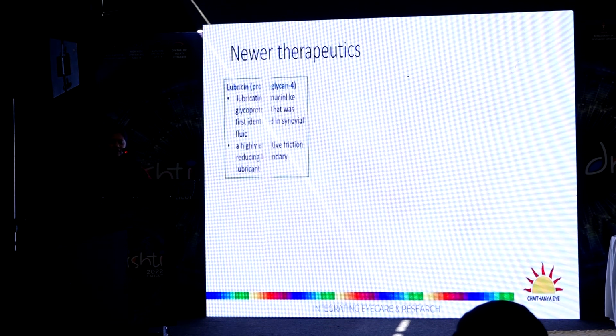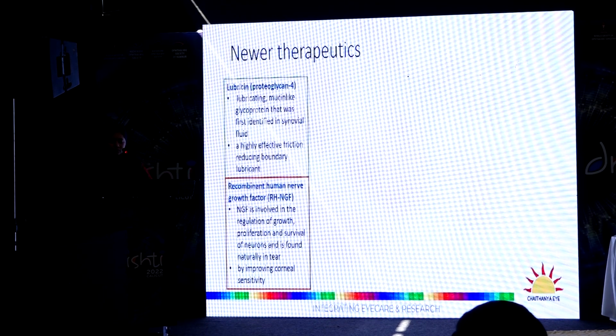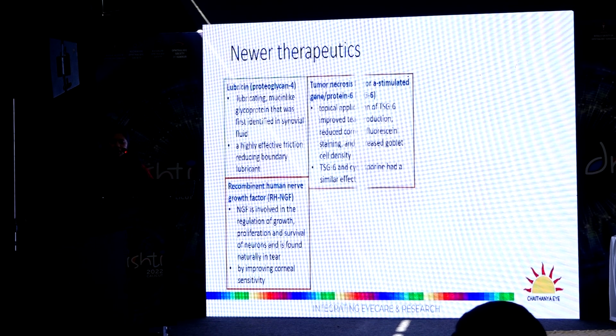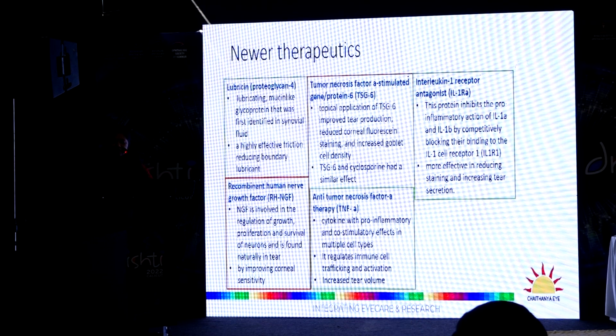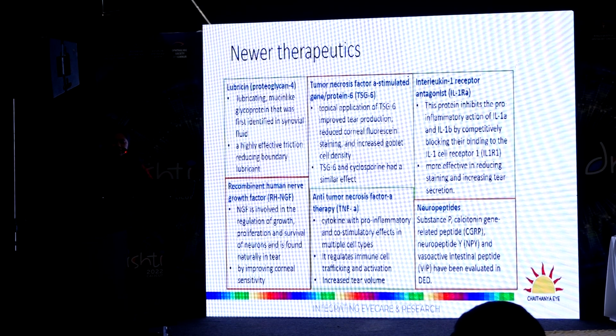Now there are various newer therapeutics like lubricin, recombinant human nerve growth factor, tumor necrosis factor alpha stimulated gene, anti-tumor necrosis factor alpha, interleukin-1 receptor antagonist, and neuropeptides. All these are under research for use in dry eye disease.